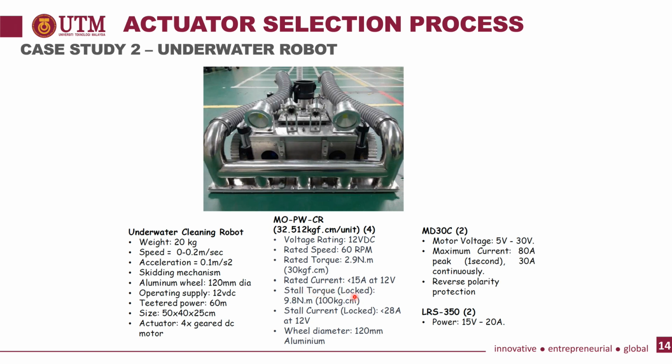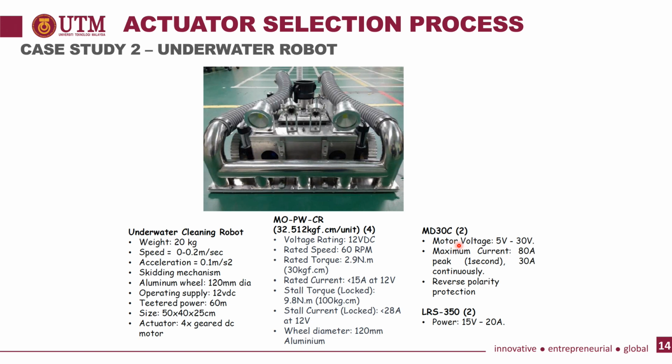And the stall torque, which is locked, is 9.8 newton meter. The maximum torque is only 100 kilogram per centimeter. All right, and the stall current is locked at less than 28 ampere at 12 volts, and the wheel diameter is 120 millimeter aluminium. Okay, so this is the specification for the motor.